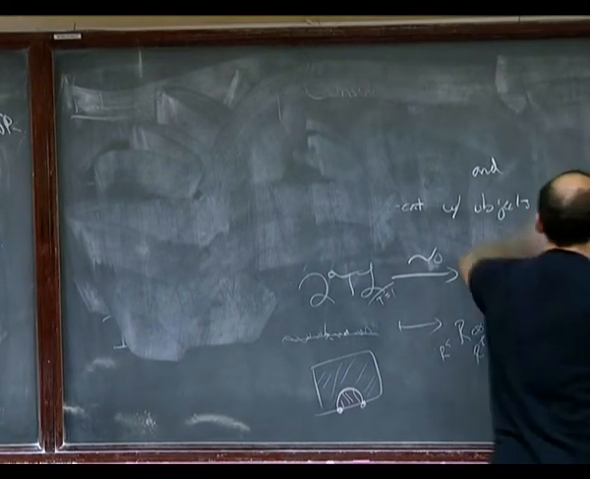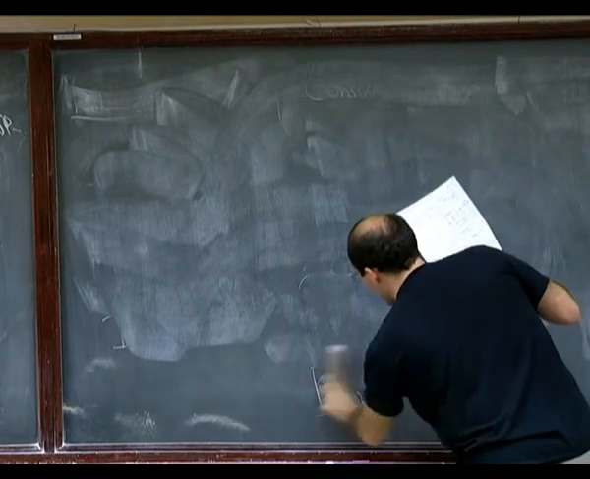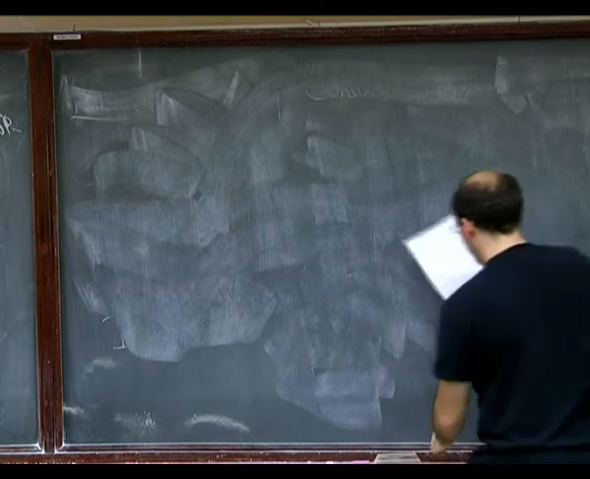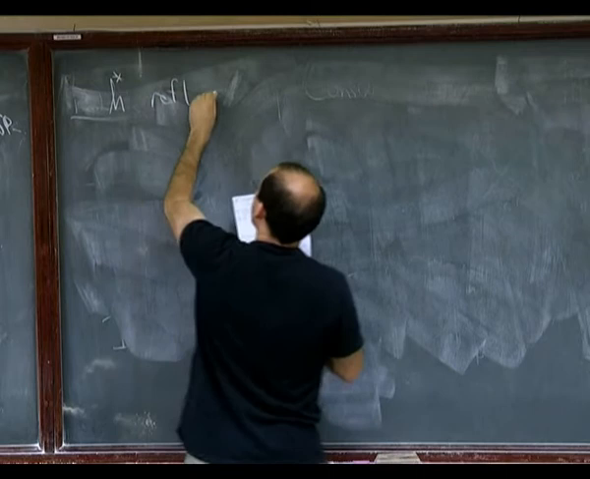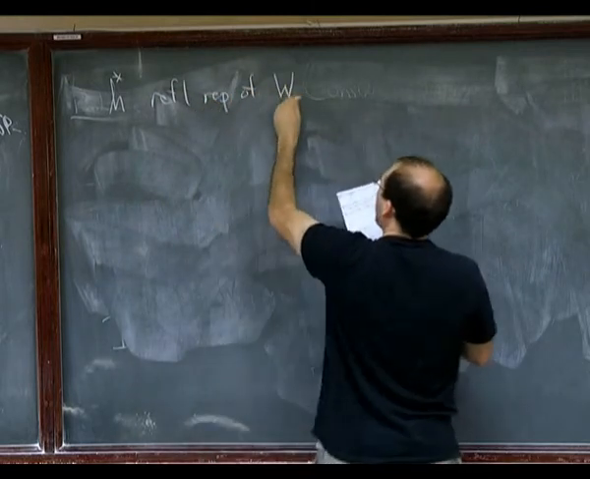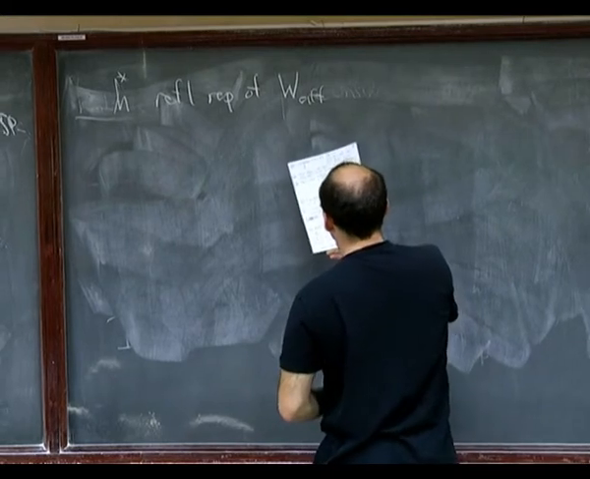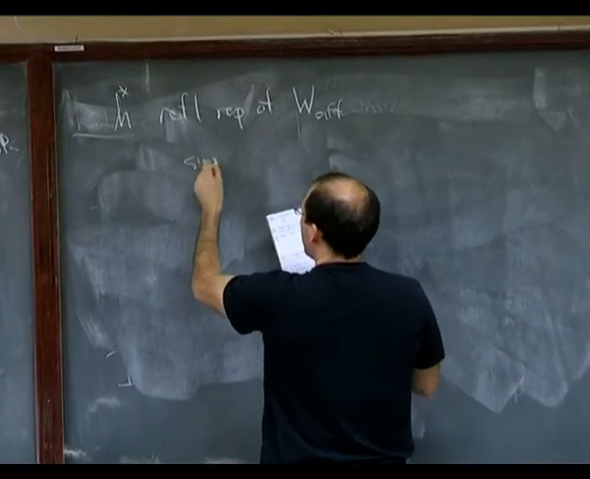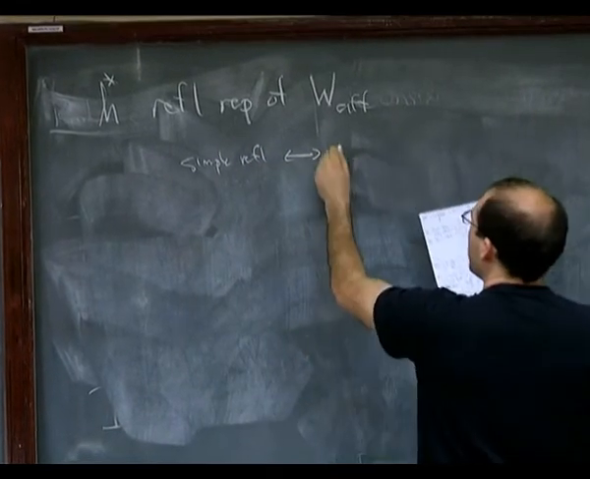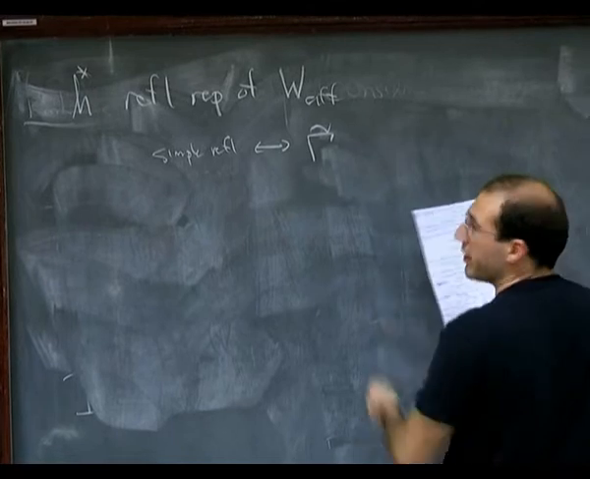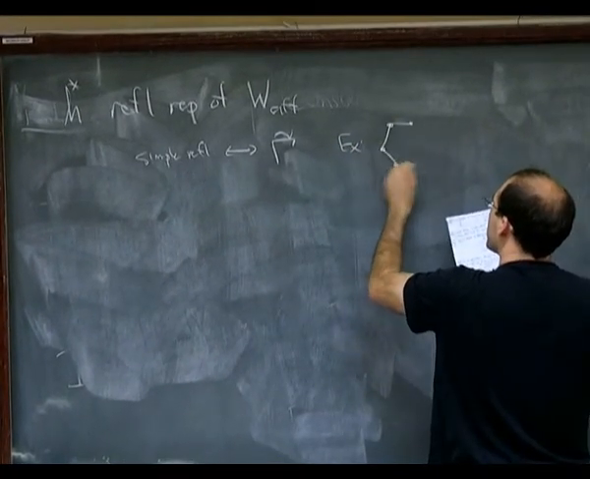On the other side, we're going to do basically the same thing as before. So we're going to let H dual be the reflection representation of the affine Weyl group of G. So the simple reflections in this affine Weyl group are in bijection with the affine Dynkin diagram. So in type A, this affine Dynkin diagram is a circle.